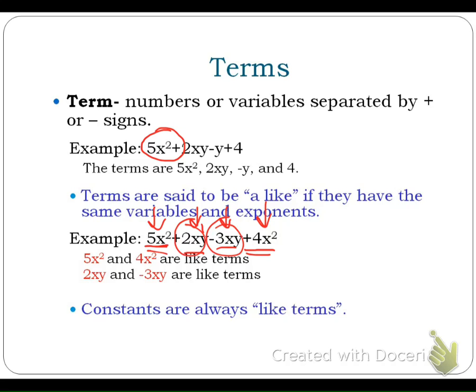It's also important to know that constants are always like terms. Let me just write a couple numbers down. If I say in order for terms to be alike, they need to have the same variables and exponents, what are the variables that are with constants? Well, there isn't any. That's the whole definition of a constant. Isn't not having a variable the same thing as not having a variable? So we have no variables with no exponents on them, so that's why constants are always like terms.